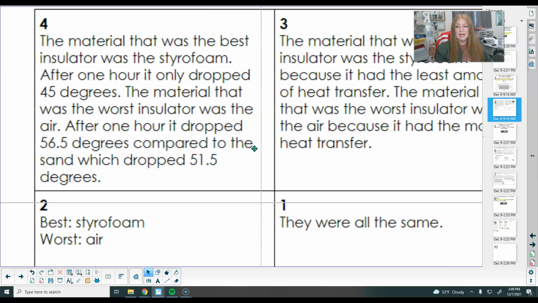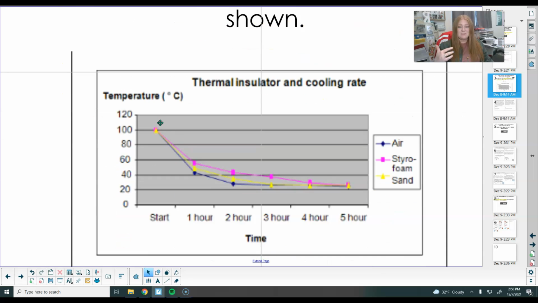So the scoring guide: if you identified the best one as styrofoam and the worst one as air, then that's a 2. But if that's all you did, that's a 2. So if we come back here, we can see, right, so after an hour, styrofoam had the most heat and it remained the highest until they eventually were the same as the outside air.